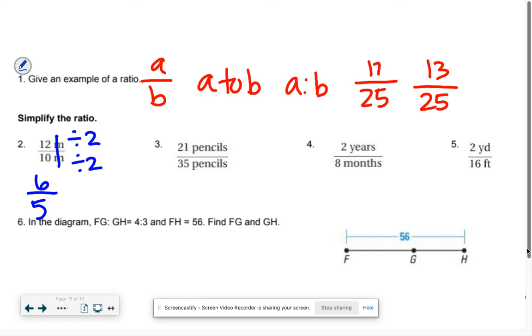They're both pencils, so our pencils go away. What about 21 and 35? Not 9, less than 9, more than 5. 7. So what's 21 divided by 7? 3. 35 divided by 7? 5. Bingo.